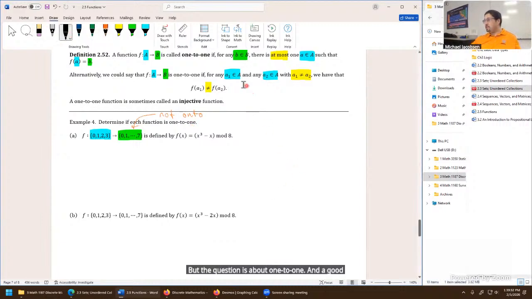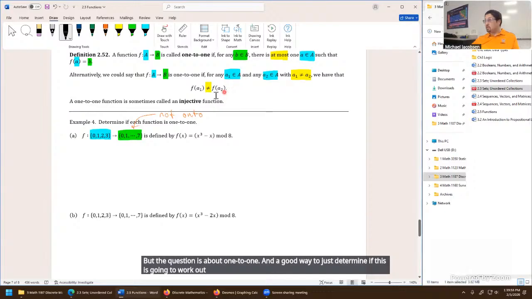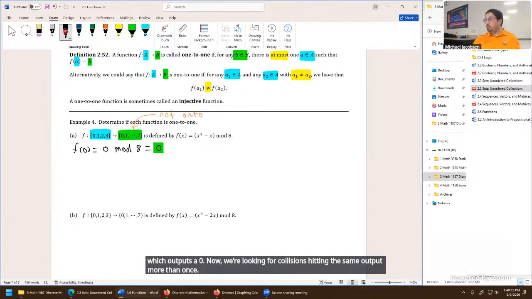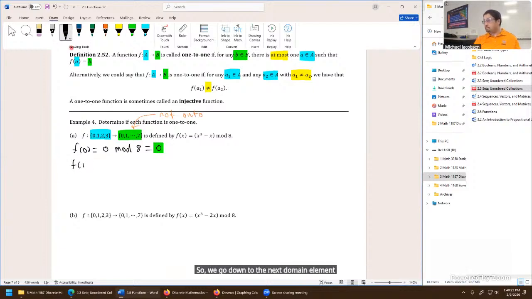And a good way to determine if this is going to work out, are all the outputs not equal, is just start computing like we did in our onto example. So this is kind of the relaxing side of the notes. Let's do some evaluations. Throwing in a 0 here is going to give us 0 mod 8, which outputs a 0. Now we're looking for collisions, hitting the same output more than once. So we go down to the next domain element, f at 1. Plug a 1 here, that's just 1 minus 1, so that's 0 mod 8 again. And that comes out as 0 again.